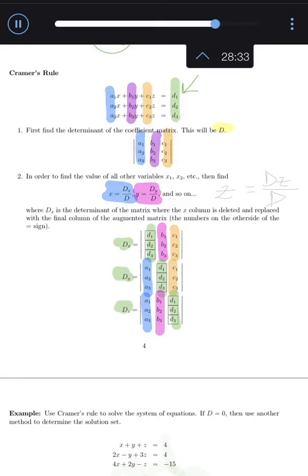That means to get the value for z, we're just going to take the Dz determinant and divide it by just the regular D determinant. This will give us what you're always trying to find when you're solving a system of equations for their variables. We need the values for x, y, and z. So this is just another way to do that.